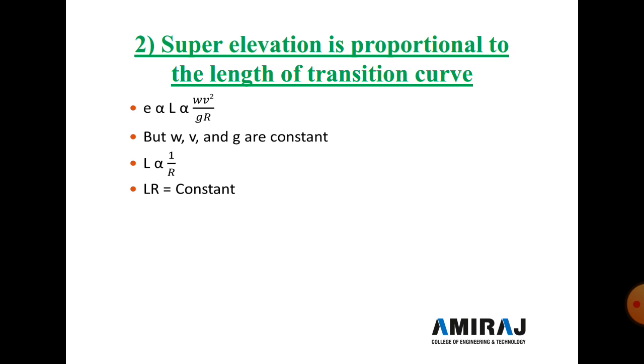Now second, super elevation is proportional to the length of the transition curve. Super elevation is directly proportional to Wv squared divided by gR. So here W, v and g are constant. So L is directly proportional to R. So LR is equal to a constant value.